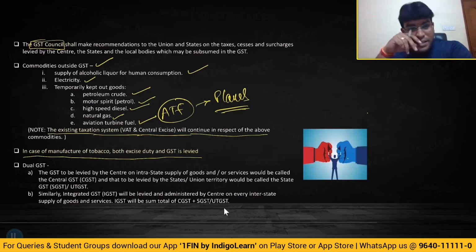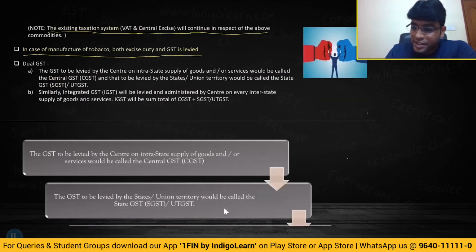So now that's what I was telling you, that GST Council shall make recommendations to the union and state. That's what they do. Dual GST. Already we discussed this dual GST, that in India we have got a dual GST model wherein central and state together will collect the GST. But just look at that once.